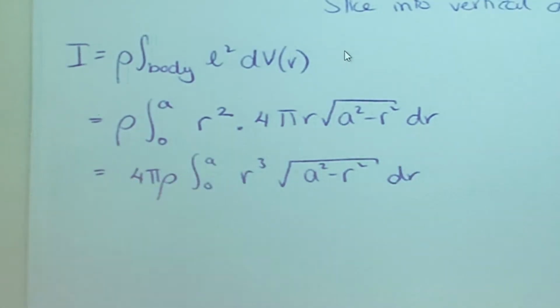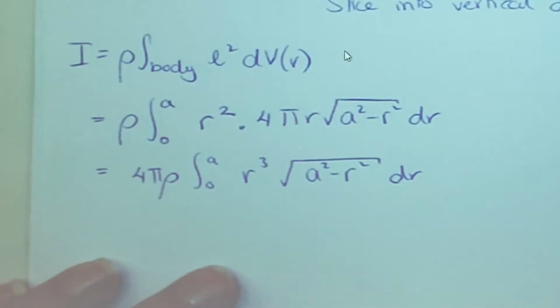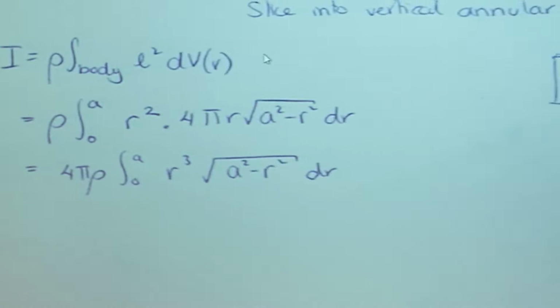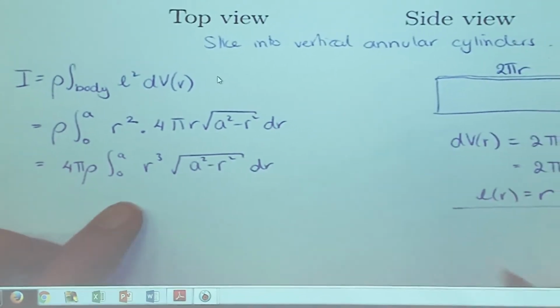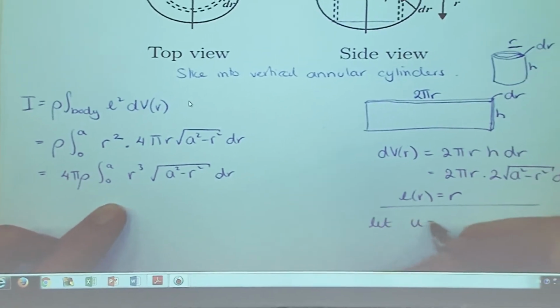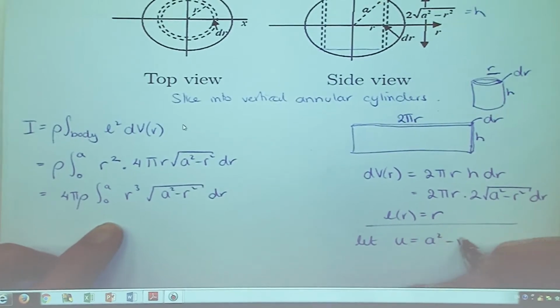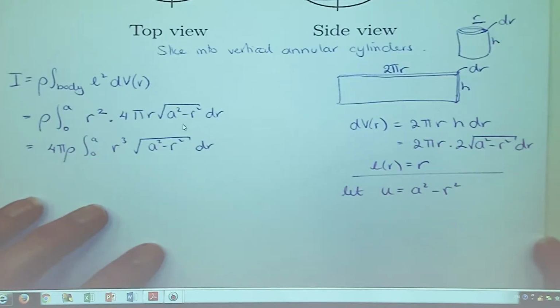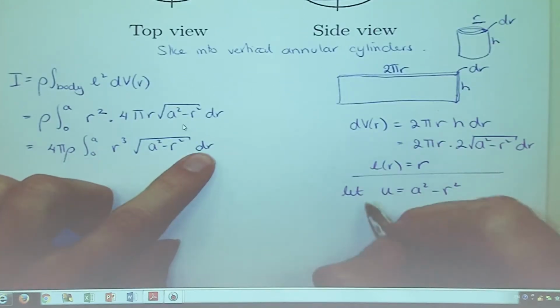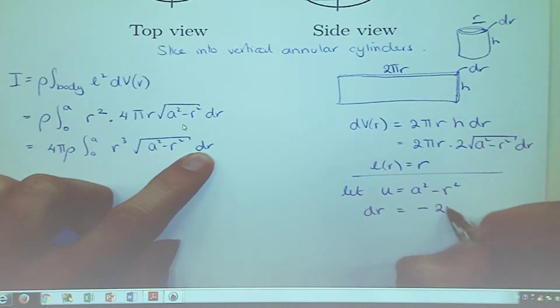Okay, and it's not obvious how, but I'll show you how. So this is a little bit tricky, this one. It's probably too tricky for an exam, but probably tricky enough for an assignment because you can think about it. Alright, let U equal A squared take R squared. You could also do it with the trig substitution, I reckon. I haven't done it with a trig substitution, but I reckon you could. Okay, du is equal to minus 2r dr.